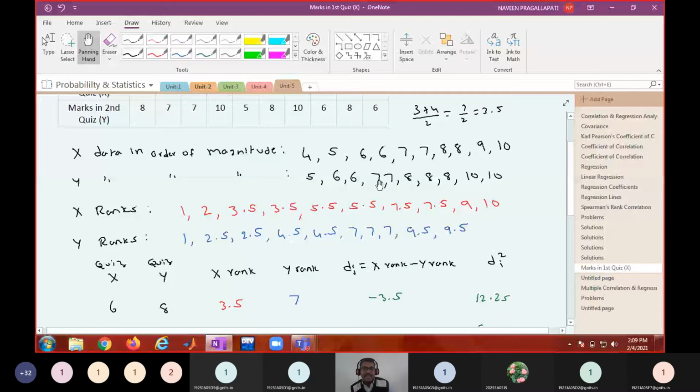After 4 and 5, the 6, 7, 8 portions are occupied by the same number. So the average of 6, 7, 8 is going to be 7, because 6 plus 7 plus 8 is 21, and 21 by 3 is 7. Next, the 9th and 10th portions are occupied by the same number. Therefore, the average of the 9th and 10th portions is going to be 9.5. Is this clear to all of you?